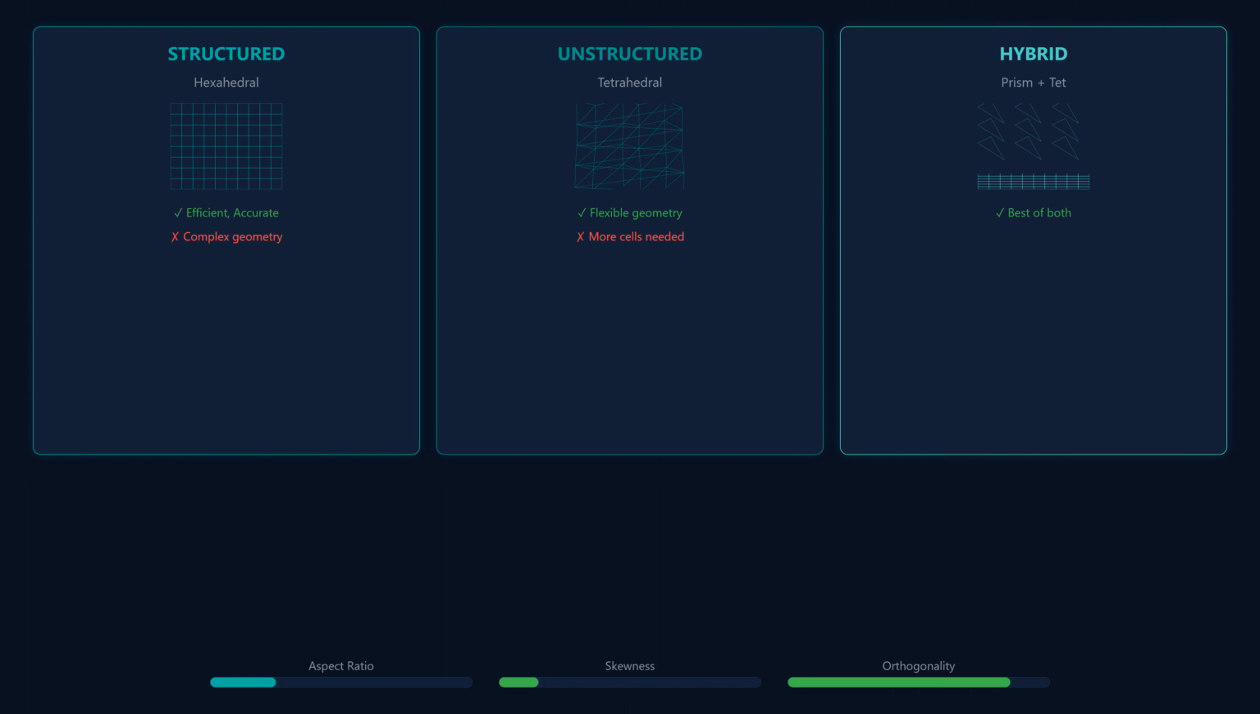Regardless of type, mesh quality is critical. Poor aspect ratios, high skewness, or low orthogonality introduce numerical errors no solver setting can fix. In a moment, we'll see how the best physics setup fails if the mesh isn't right.